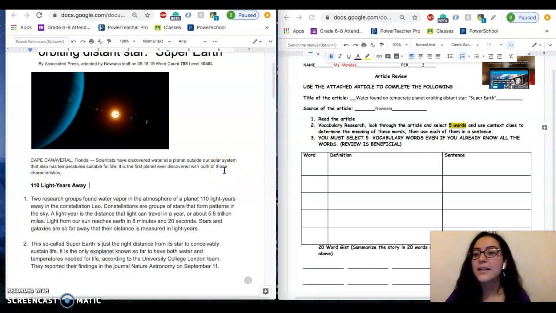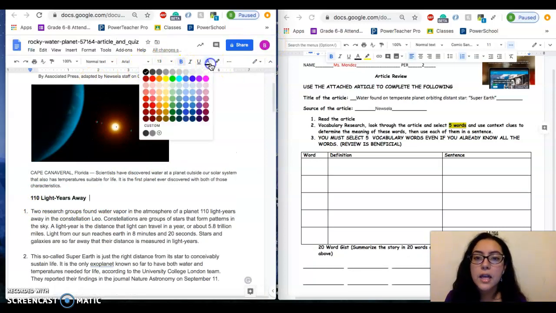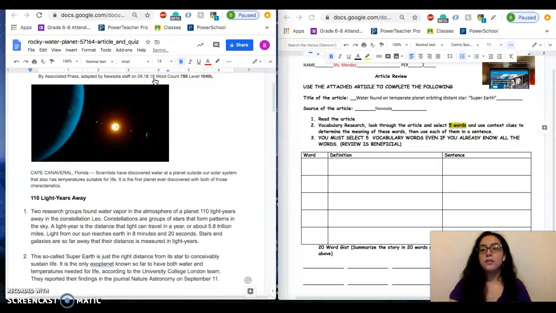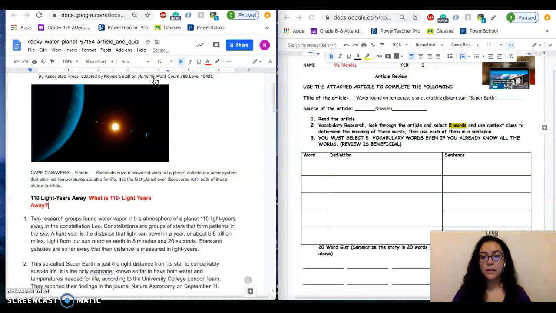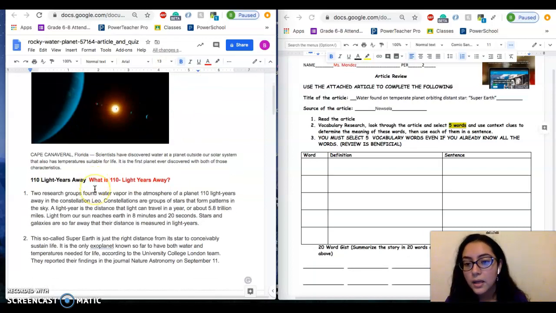So let's get started. Alright, so first things first, we have our second subtitle, 110 light years away. So remember, we always want to convert our subtitles into questions. So maybe we could write, what is 110 light years away? So we could write that. You guys can also copy this question, or if you have another question, you could go ahead and write that question down. But I'm fine if you have this already there.